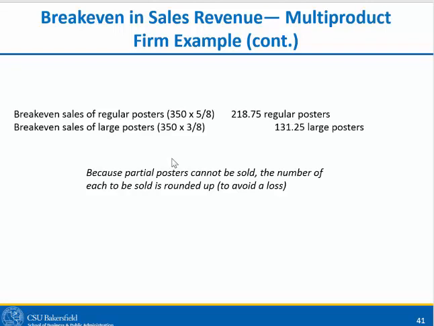In terms of the number of regular posters, we have 350 times 5/8, which results in about 219 regular posters. For the large posters, I'm looking at 350 multiplied by 3/8, which is about 131 large posters. So that's about how you find the break-even units for a multiple product firm.